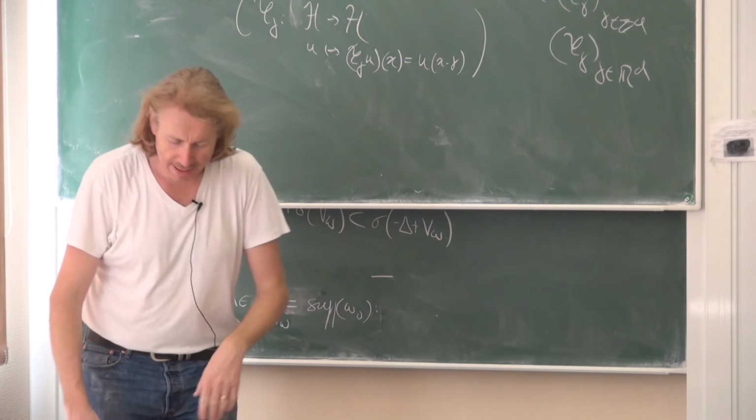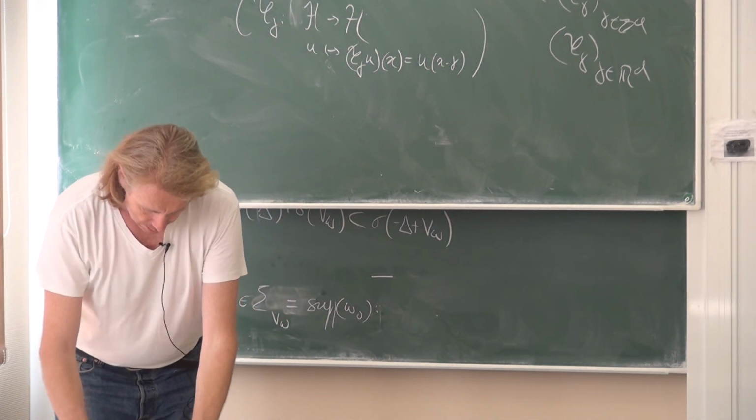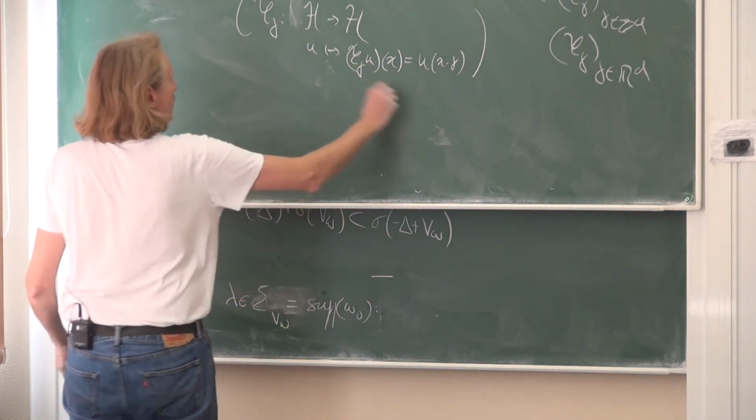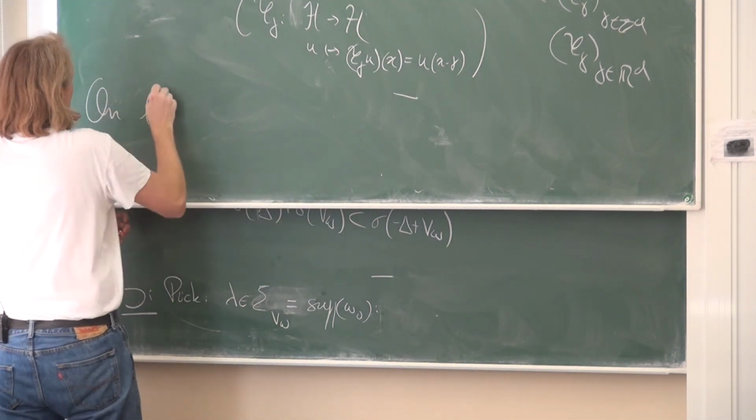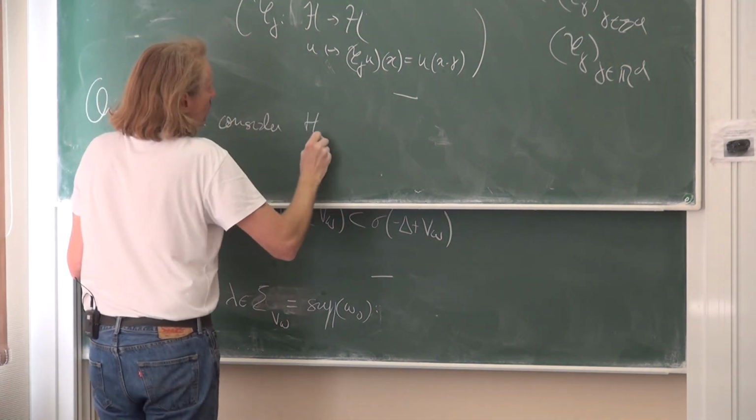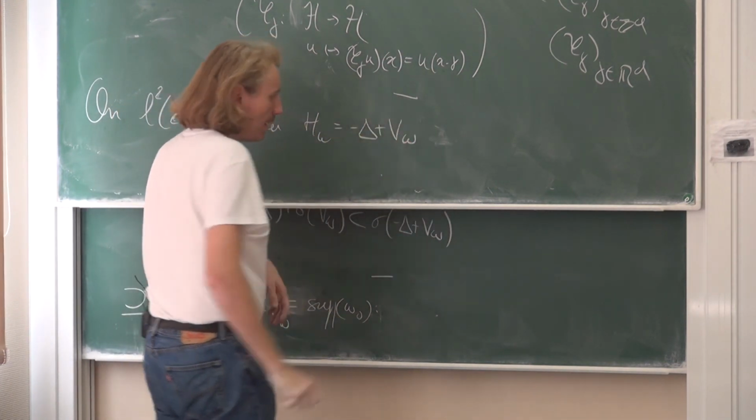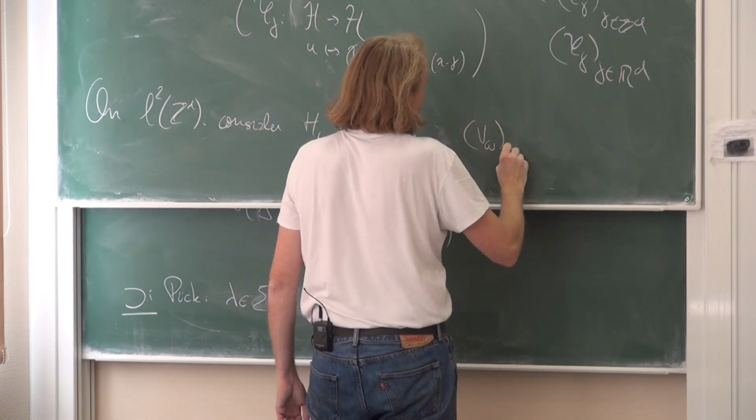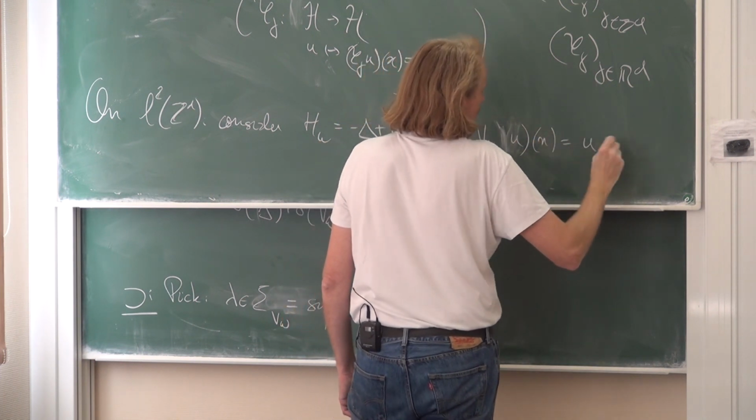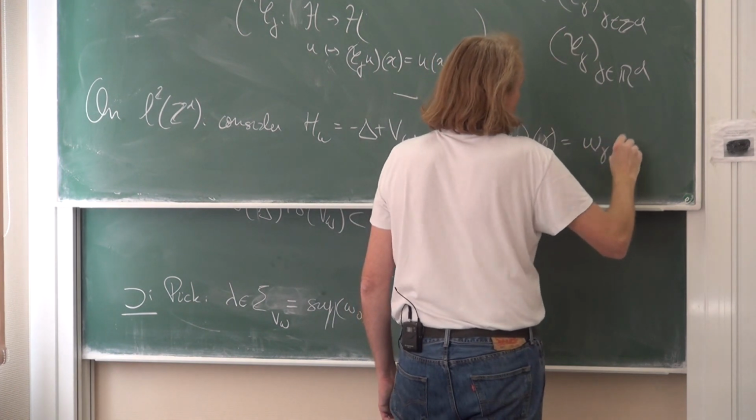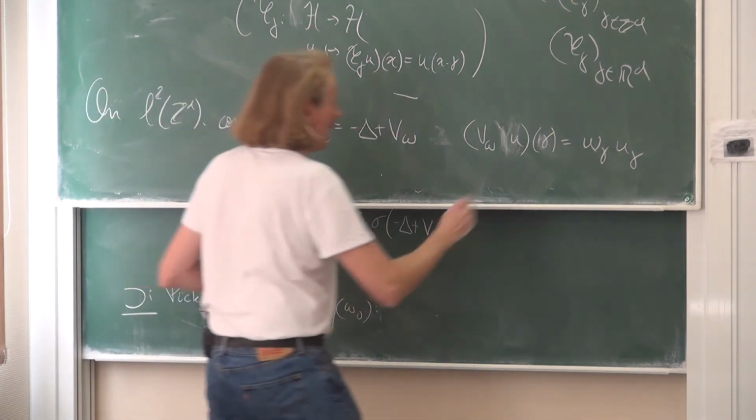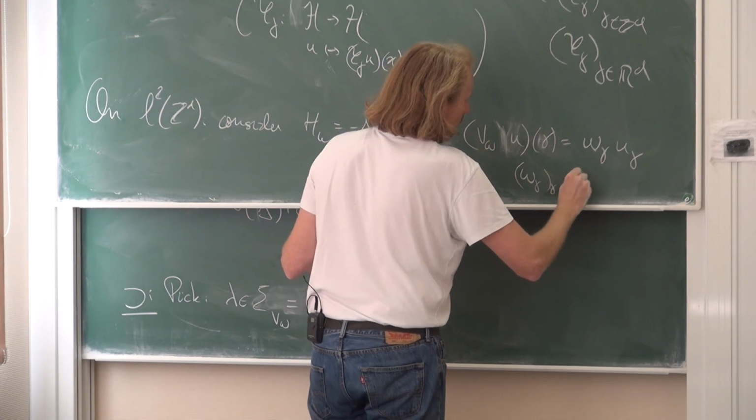And I'll mainly actually restrict myself to L2 ZD for the computations I'll do. So let's consider, let's say on L2 ZD, H omega equals minus Laplacian plus V omega, right, where V is a potential. V omega U at N is the sum over gamma of omega gamma U gamma. I don't say what omega, these are random variables, but we can assume them to be IID, let's say, to make things simple.